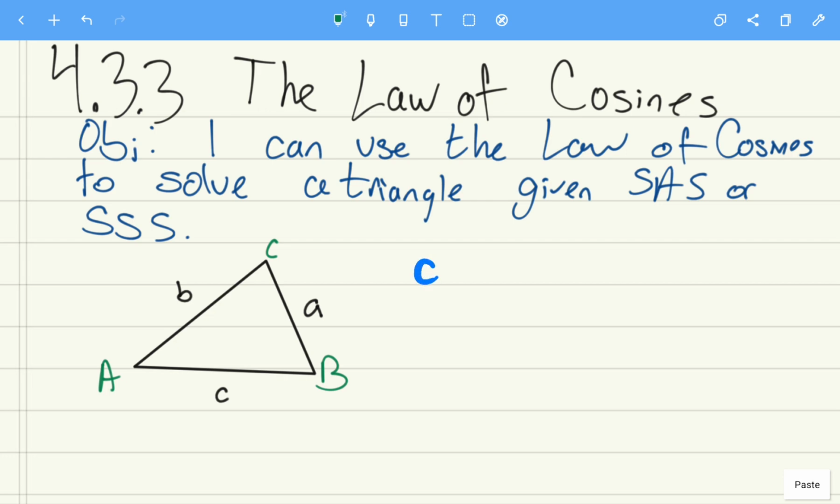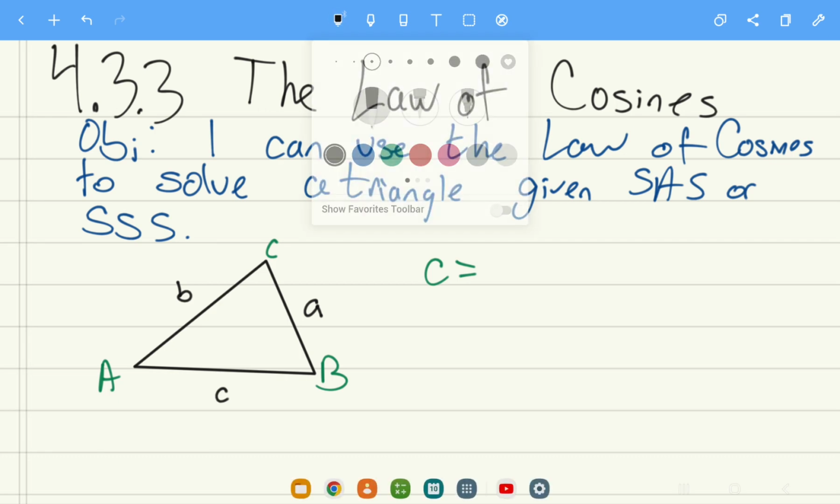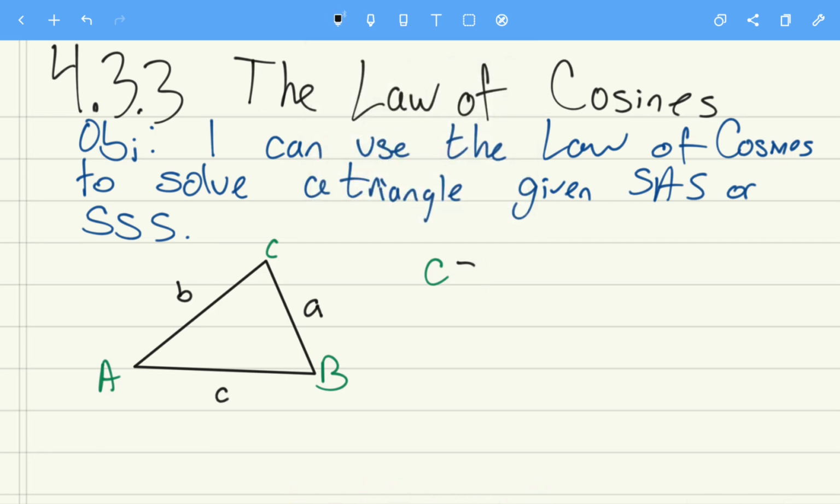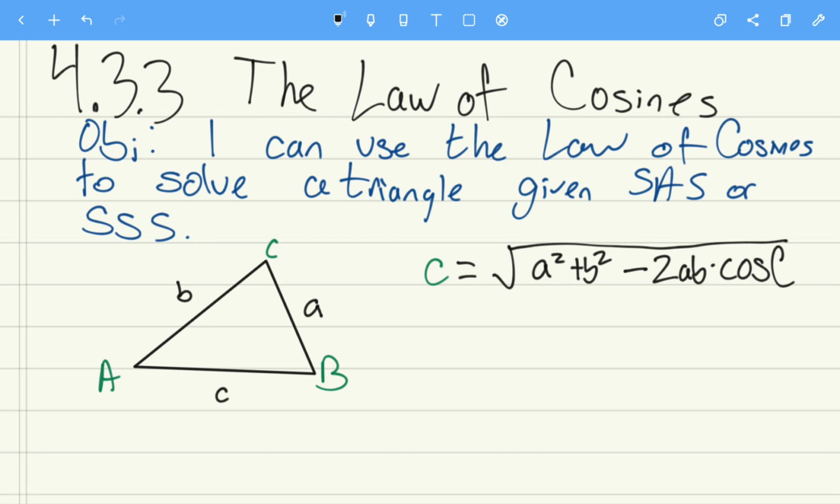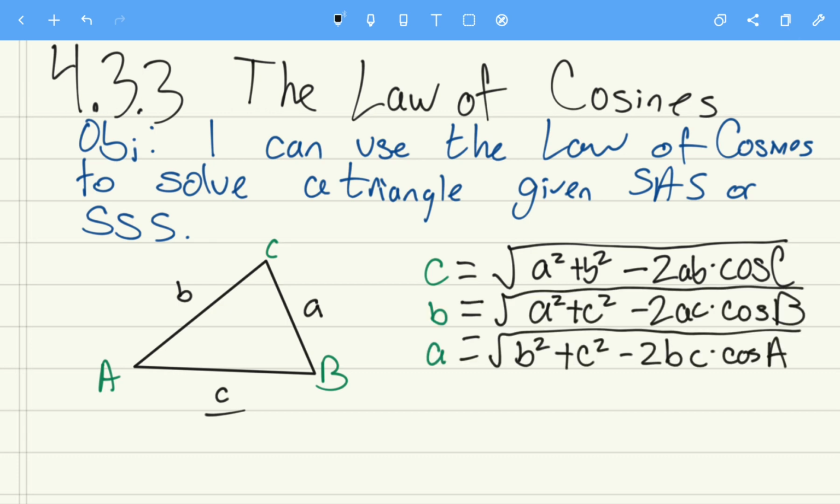So we have c equals the square root. The square root is important. c equals the square root of a squared plus b squared minus 2ab times cosine c. Now, the variable that you're looking for will change up your formula a bit. This is if you're looking for angle or side c right here.